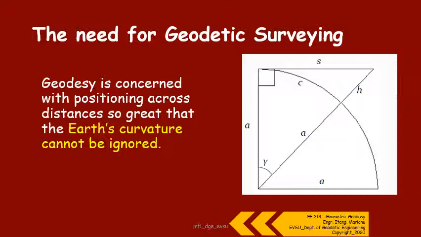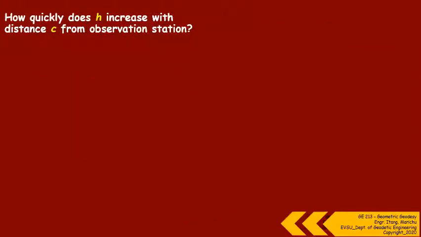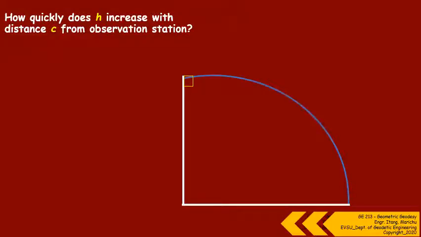What will happen if we do not take into account the curvature of the Earth? Is there really a need for curvature, or how quickly does the curvature increase with respect to the distance from the observation station? How much the curvature changes depends on how long the distance we measure is. For example, here is an illustration. This is a portion of the curved Earth, this is the center of the Earth, and we have an observer.